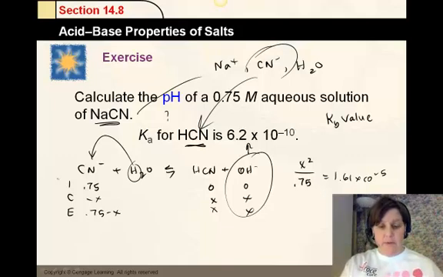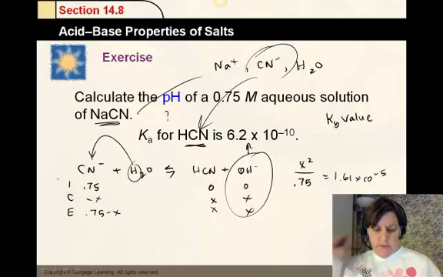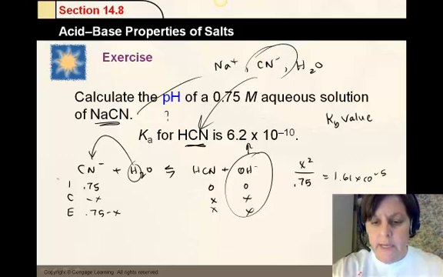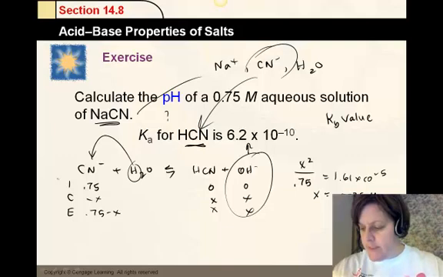Then I can solve by multiplying by 0.75, and I get 1.20 times 10 to the negative 5, and then I'm going to take the square root, and it looks like I get about 0.0035. That's x. 0.0035 molar. That's the x value.